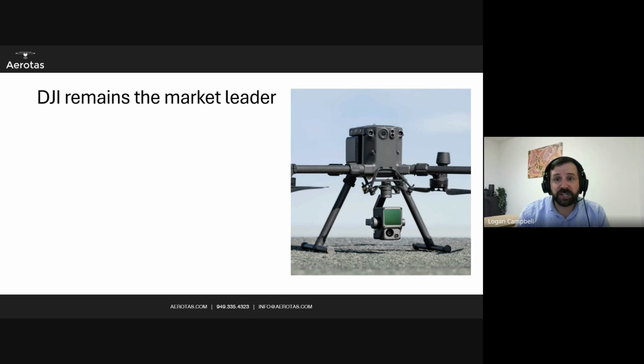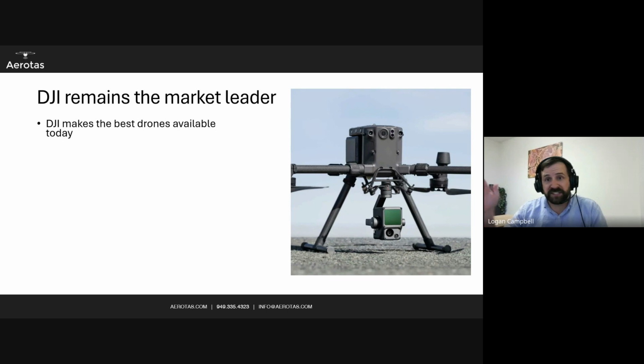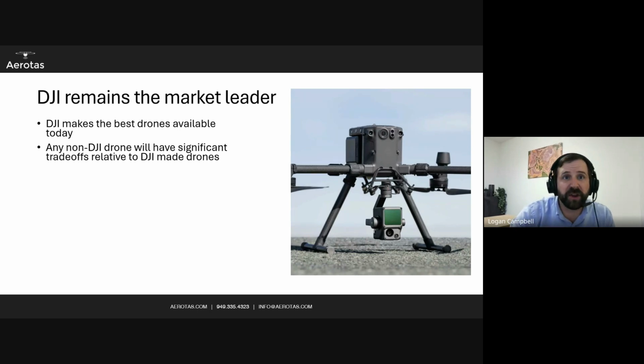There is just no question right now that DJI, as a hardware manufacturer, is the market leader. They make the best drones available today on balance. Do they make the ones with the single best accuracy in the world? No, they don't. Do they make the drones that are the cheapest and simplest and easiest to fly? Not necessarily. They make the drones that on balance have very good accuracy, very good reliability, very easy to use. They are on balance the best drones out there, unless you want to maximize a single thing or you have other constraints, because there are some challenges.